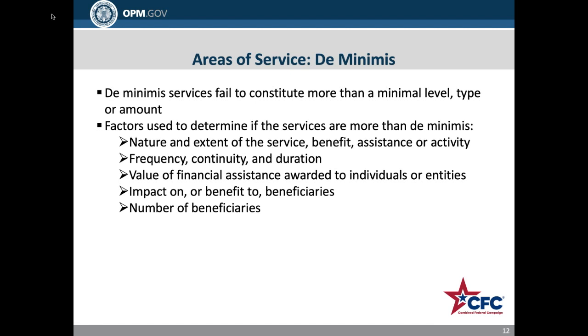Factors that OPM will consider in determining whether an organization's services, benefits, assistance, or other program activities are de minimis include, but are not limited to, nature and extent of the service, benefit, assistance, or activity, frequency, continuity, and duration, value of financial assistance awarded to individuals or entities, impact or benefit to beneficiaries, and the number of beneficiaries. For each local area, state, or foreign country that the charity is reporting, services must be more than de minimis in that location and for that year. OPM will not add the number of beneficiaries or monetary values across locations and reported years.